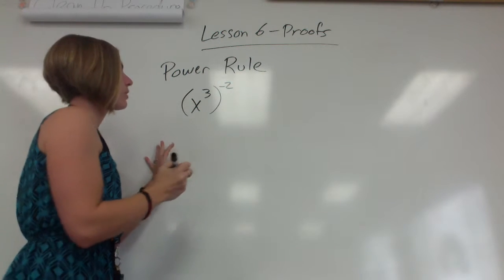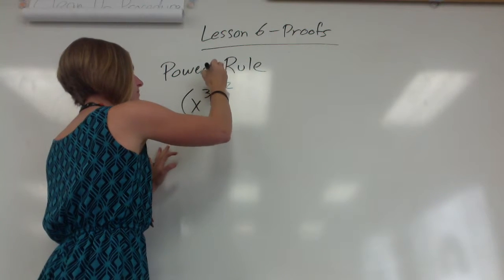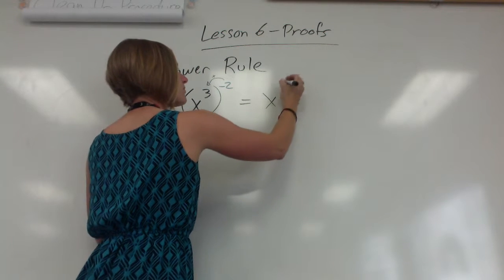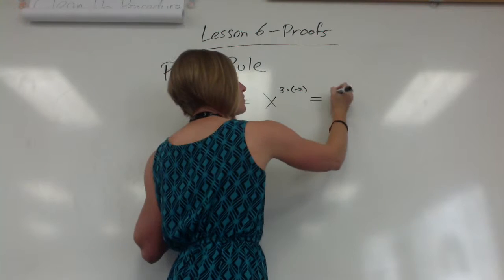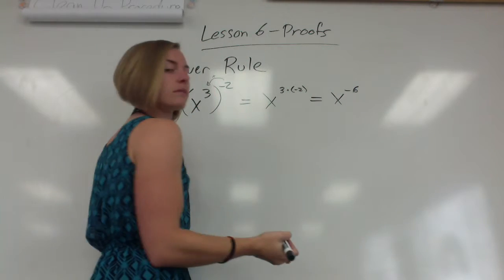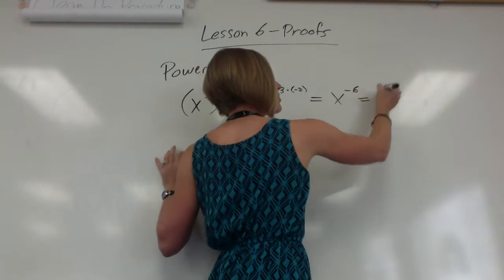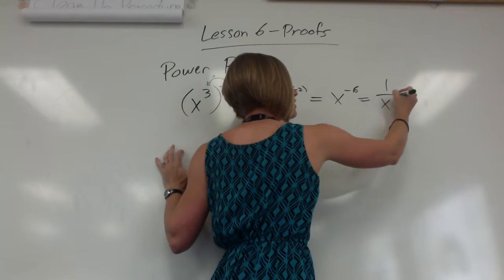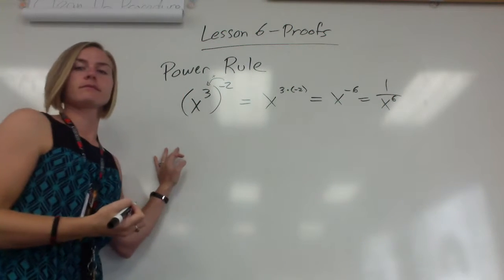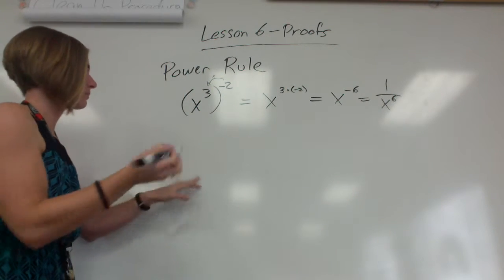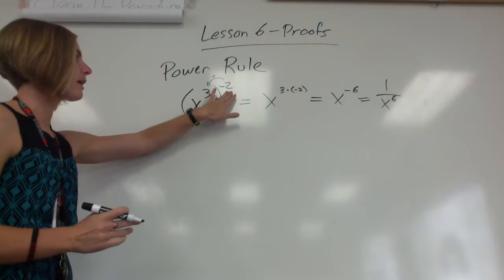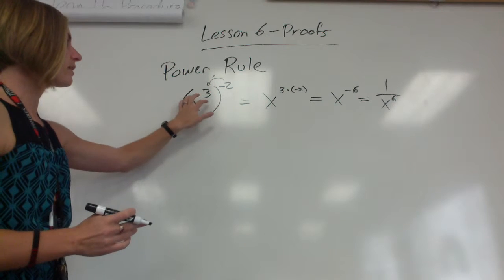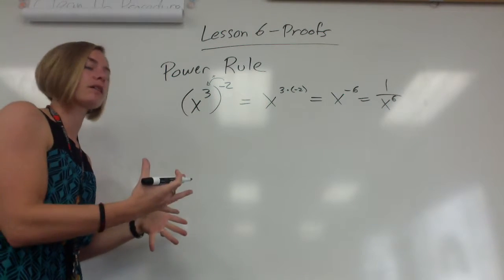So our regular power rule said that we would multiply these. So we'd have an x to a 3 times a negative 2, which we know to be negative 6. We can't leave it like that, so we put it under 1 and change the sign. Okay, so why does this work? So this negative 2 means that we don't have 2 of this, we actually have 2 of it underneath 1.